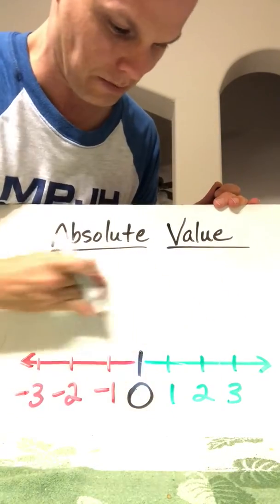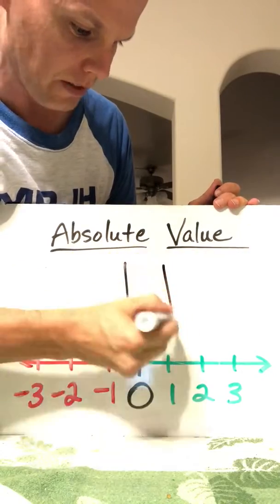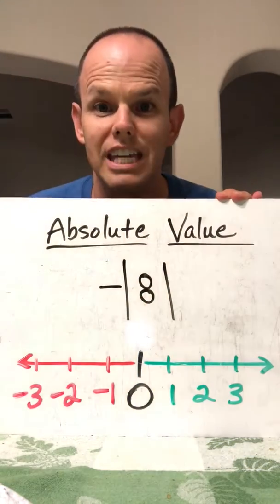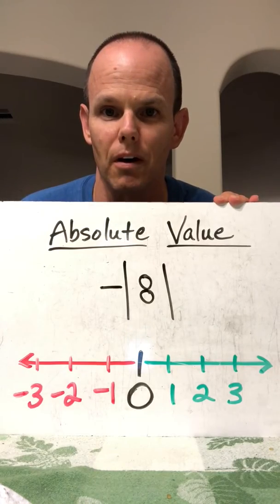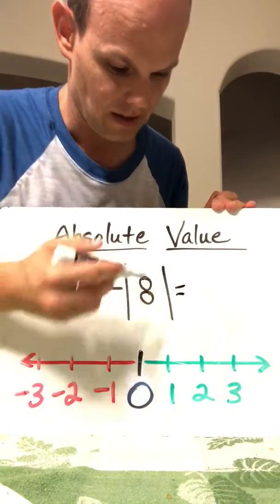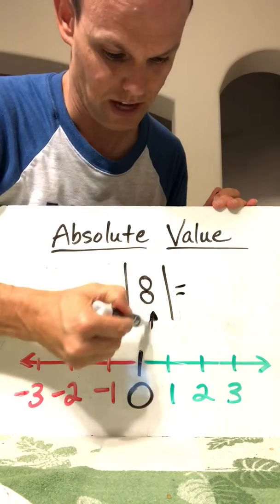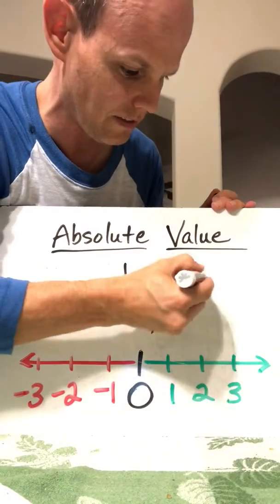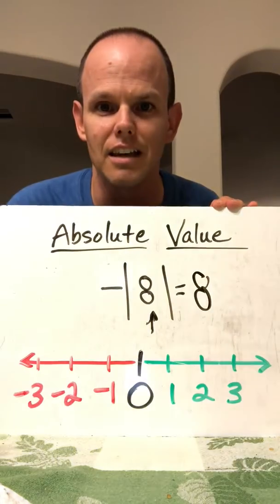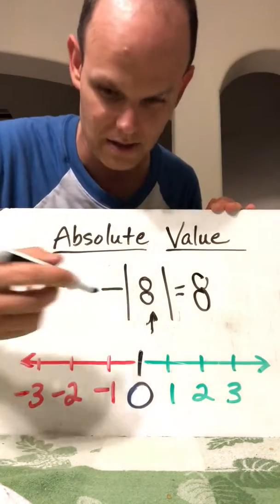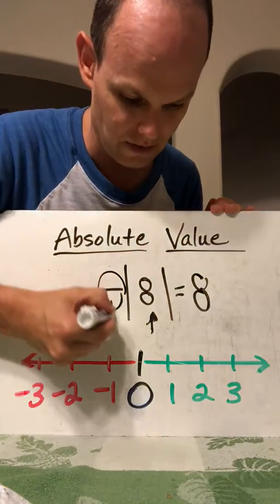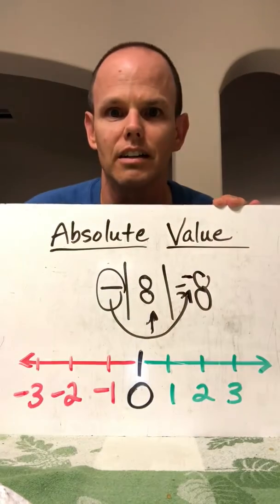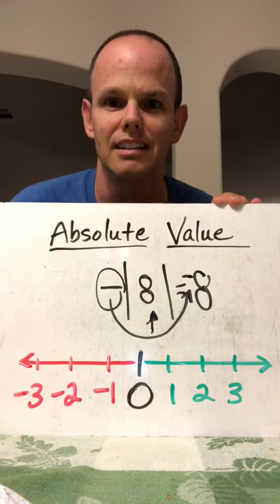Let's do another example. What is the absolute value? Let's do 8. Of a +8 with a negative on the outside of the bars. So first, we tackle what's inside the bars. Absolute value of 8 is definitely 8. 8 is 8 spaces away from 0 on the number line. And then we take the negative and slide it over here. And our answer is -8.